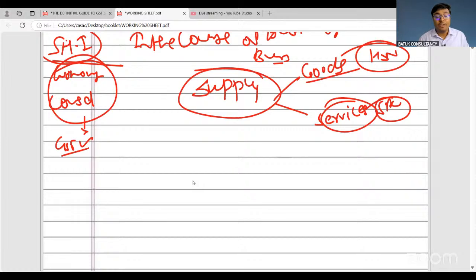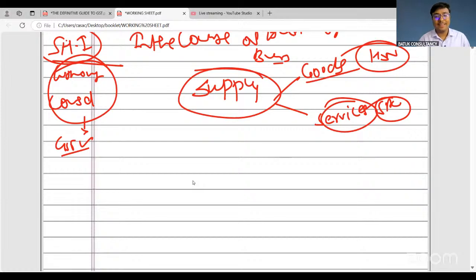In the near future, when we discuss further sections related to GST, at that time we'll cover that the time of supply related provisions are different for supply of goods and supply of services. Value of supply related provisions are different for supply of goods and supply of services. Place of supply related provisions are different for supply of goods or services. Exemption notifications are also different.